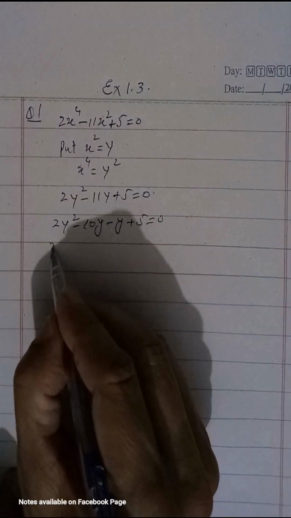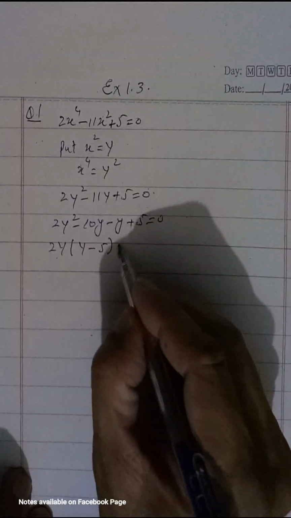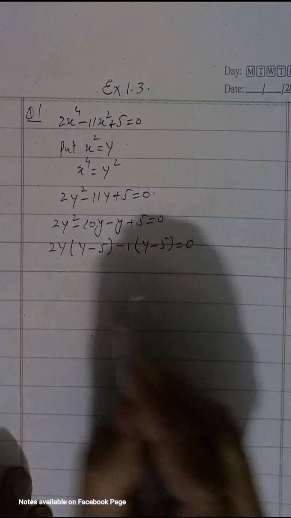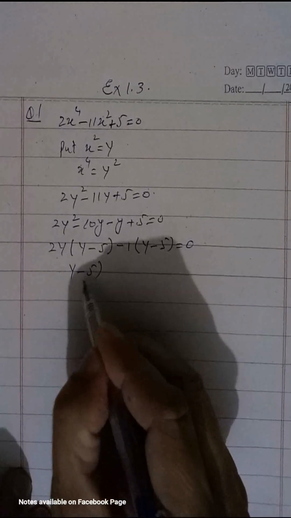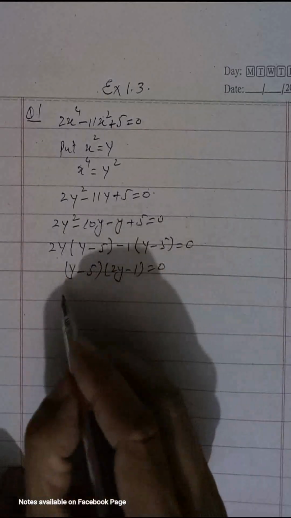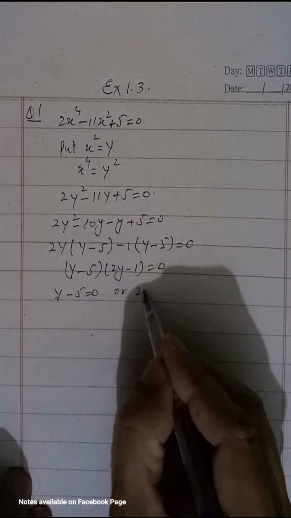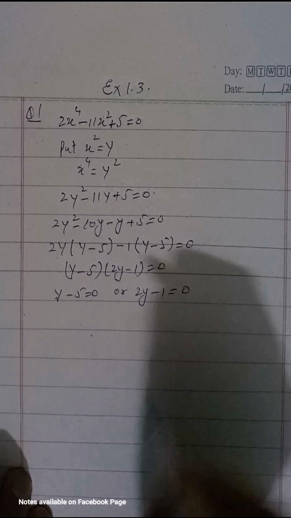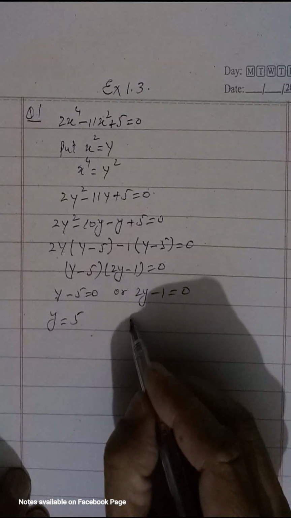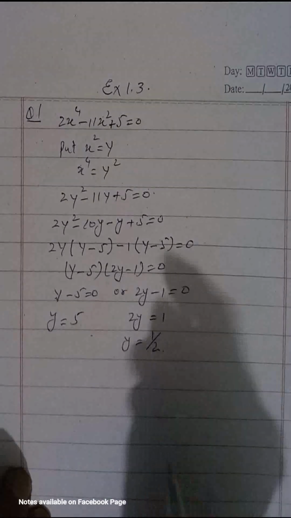Now solve it. 2y into y minus 5 minus 1 into y minus 5 is equal to 0, and y minus 5 into 2y minus 1 is equal to 0. So y minus 5 is equal to 0, or 2y minus 1 is equal to 0. Here we find the values: y is equal to 5, and the other is 2y is equal to 1 and y is equal to 1 over 2.